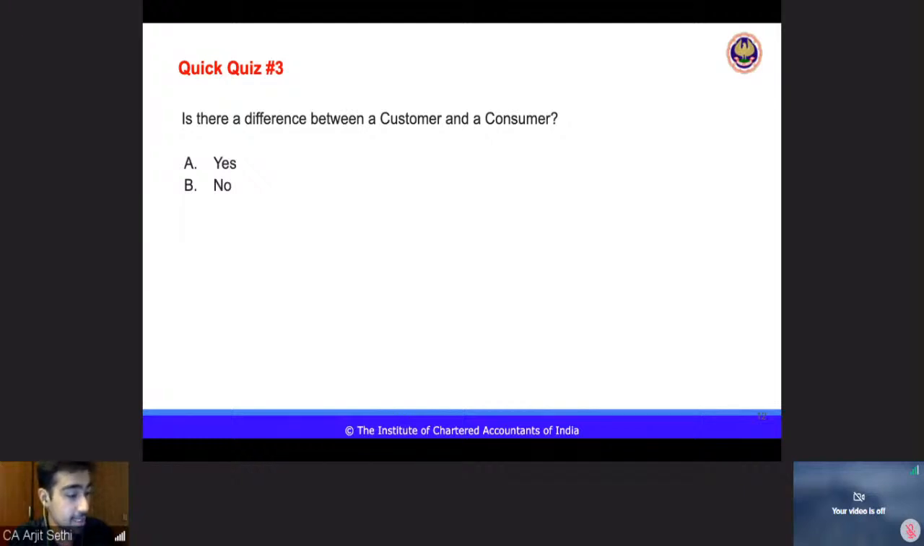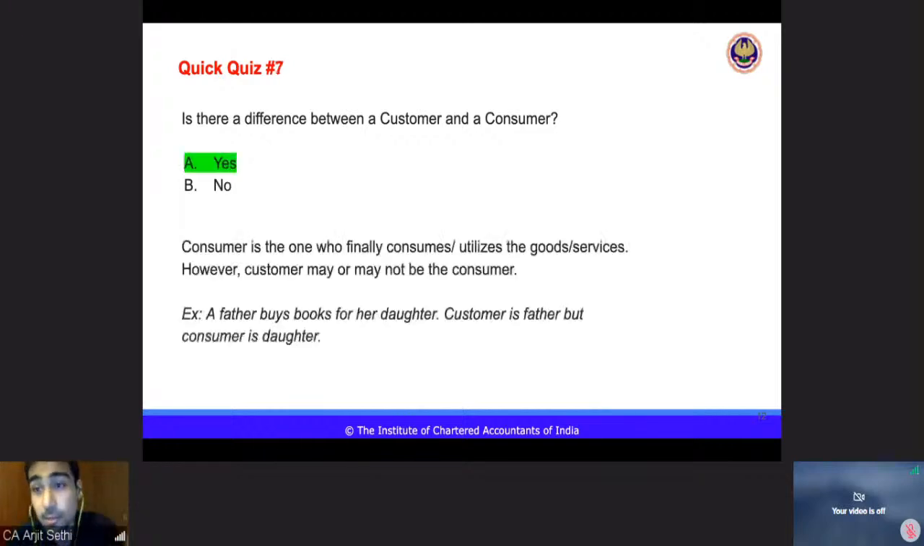Okay, a lot of answers. Most of them say yes. Radha has also given an example. We will take that example, Radha. Okay. So, is there a difference between a customer and a consumer? The answer is yes. There is a huge difference, because the consumer is the one who finally consumes or utilizes the goods and services, while the customer may or may not be the consumer, right? For example, a father buys books for his daughter, right? The father is not going to study from those books or use those books.